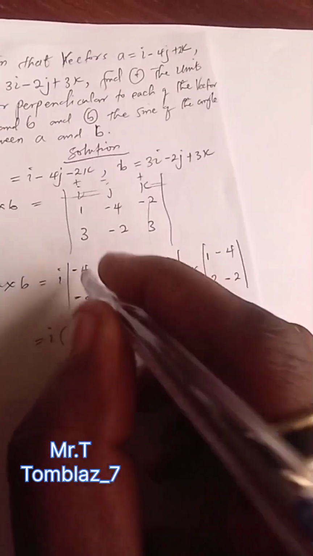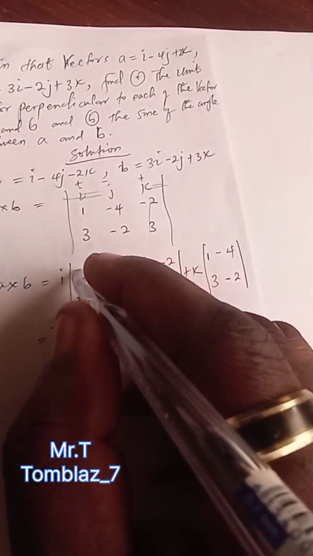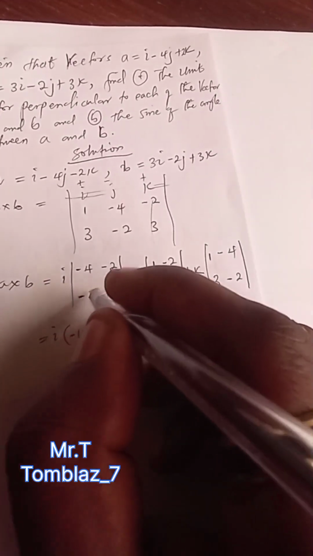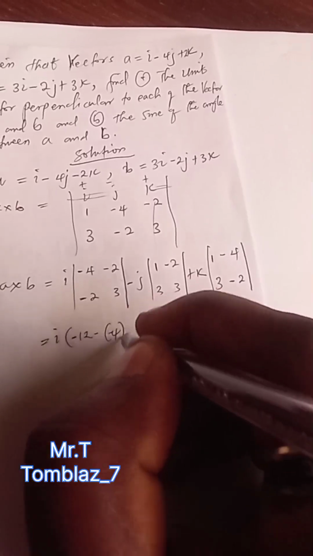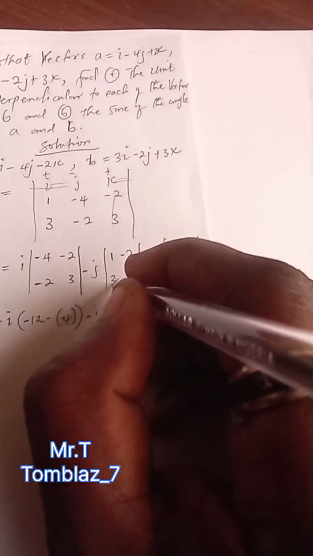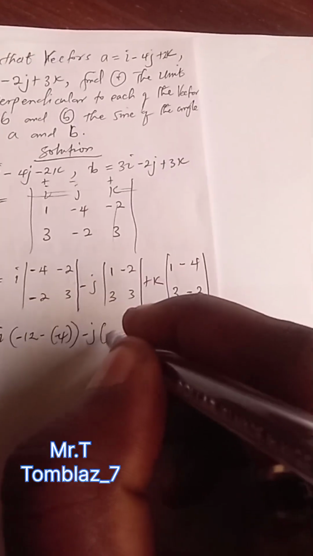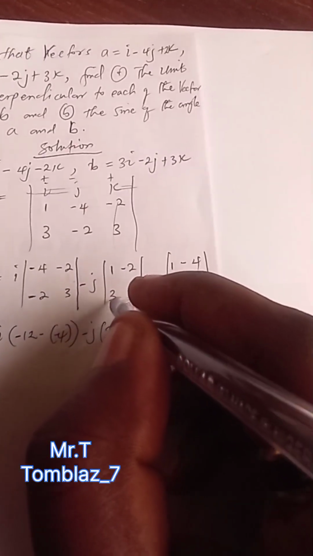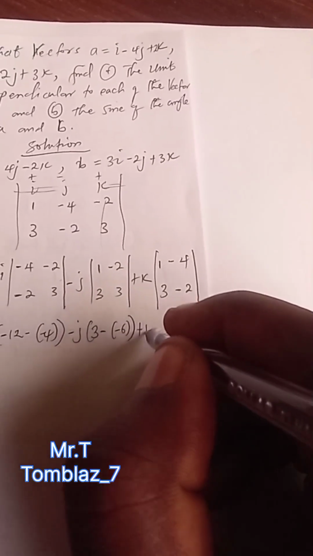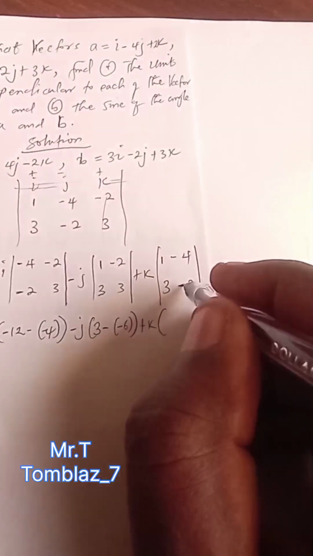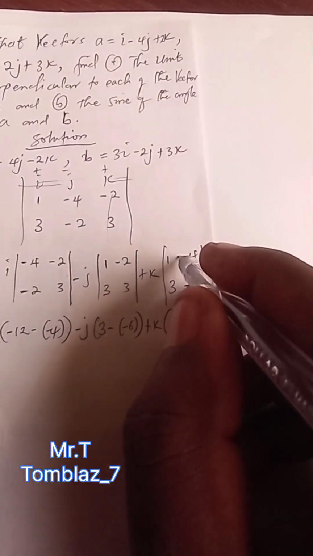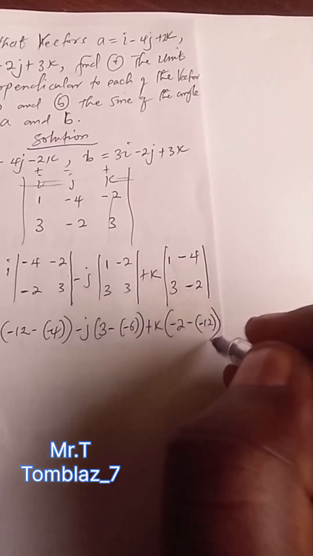i into minus 4 times 3 will give you minus 12. Then minus 2 times minus 2 will give you 4. Then here you have minus j. And then 3 times 1 will give you 3. Then minus 3 times minus 2 will give you minus 6. Here you have k. Minus 2 times 1 will give you minus 2. Then minus 3 times minus 4 will give you minus 12.